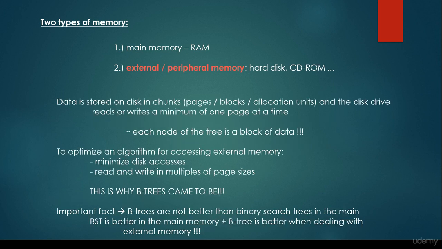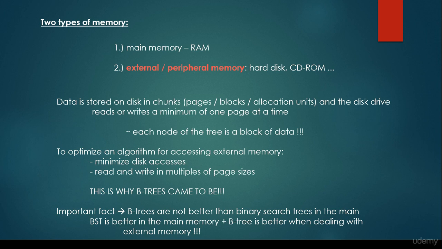And the second reason is that data is stored on disk in chunks or pages, blocks or allocation units, whatever we call it, and the disk drive reads or writes a minimum of one page at a time. And it's very important that each node of the tree, I mean the B-tree, is a block of data. This is not the case for binary search tree or for AVL tree or for red-black tree. There we store a single key, a single integer for example, a single custom object.